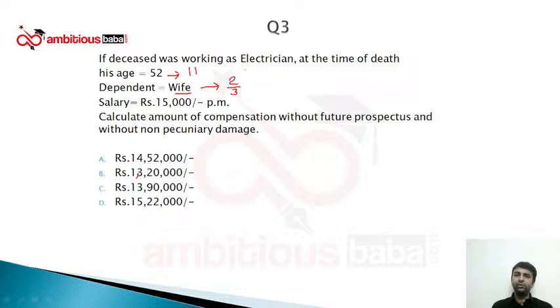There will be some confusion, I know. We will go back to the table and we will solve it. Salary 15,000 per month multiplied by 12 to get the annual salary. Calculate the amount of compensation without future prospects and without non-pecuniary. Simple question. So we have to take only 3 things, SAD.